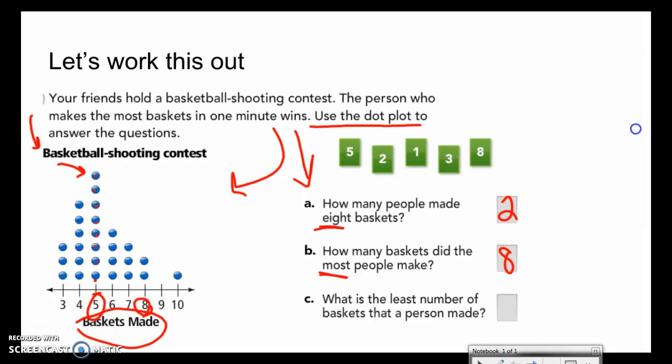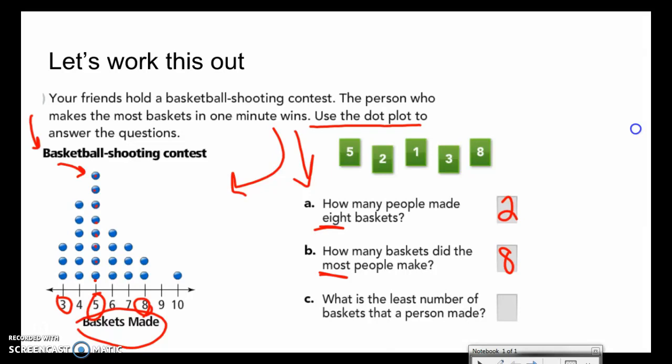And you have a lot of friends that you play basketball with. C. What is the least number of baskets that a person made? So you go back over here. And the least amount of baskets that somebody made was 3.